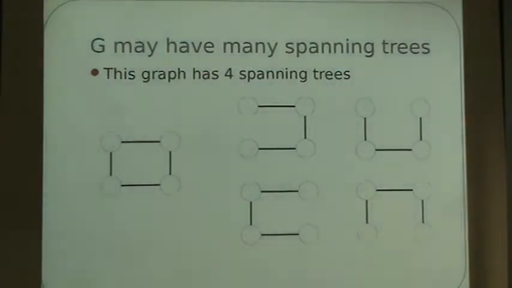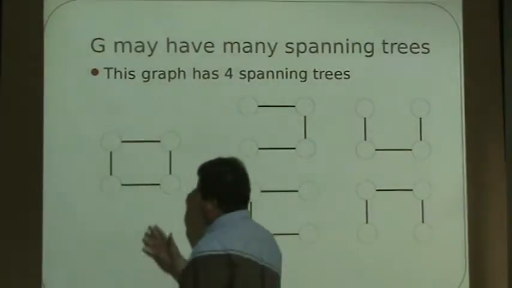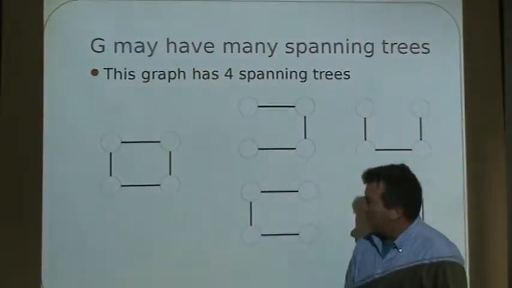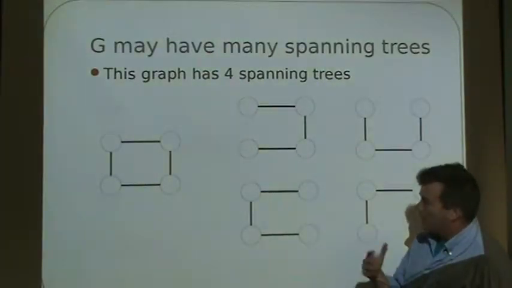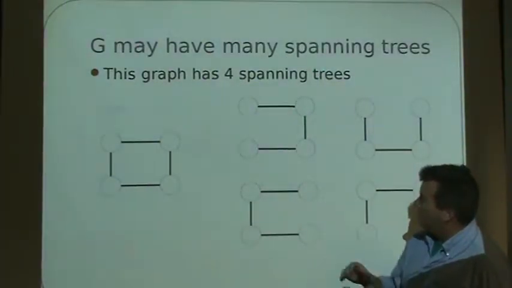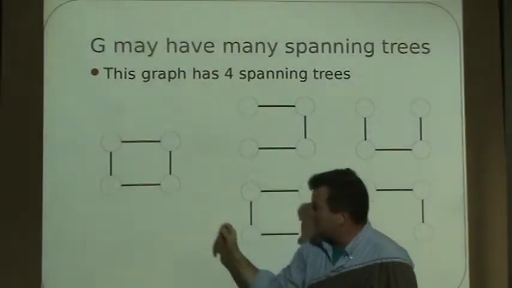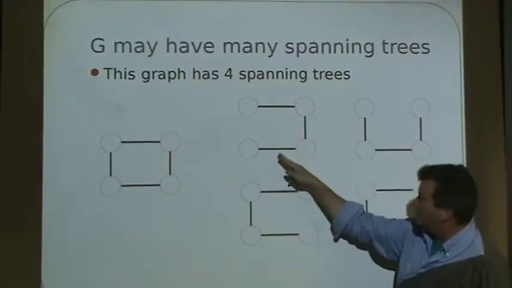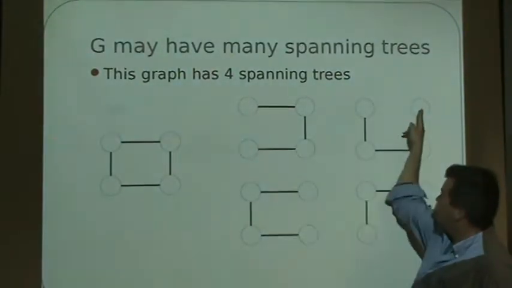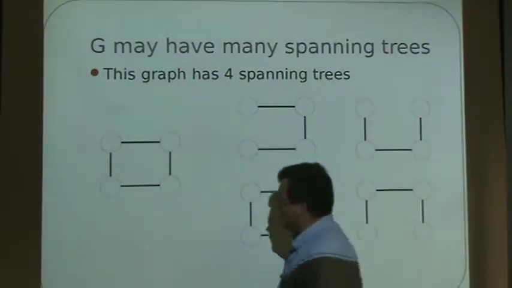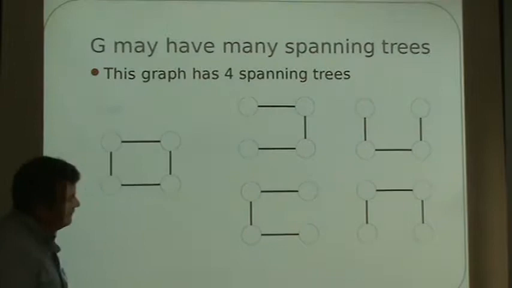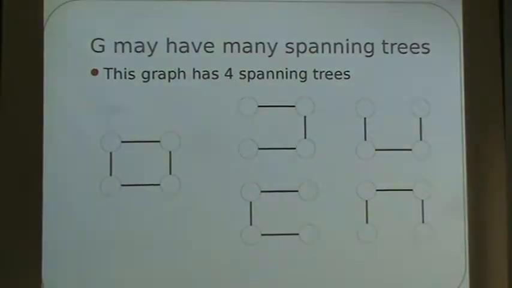Okay, so now the question is, how many spanning trees can a graph have? And the answer is going to be a lot of spanning trees. So here's a simple example. We have this graph, 4 vertices, kind of forming a box, and we have 4 different spanning trees for it. This is, again, not a tree because this is a cycle. Here's one example of a spanning tree. Here's another one. Here's a third one. And here's the 4th one. So this graph right here has 4 spanning trees.